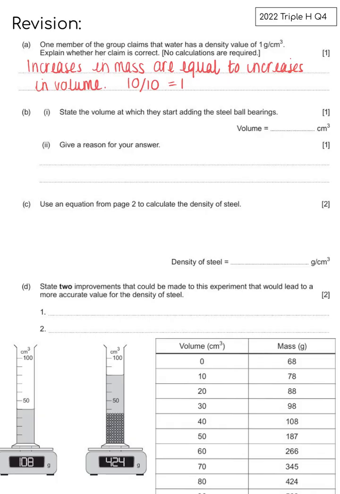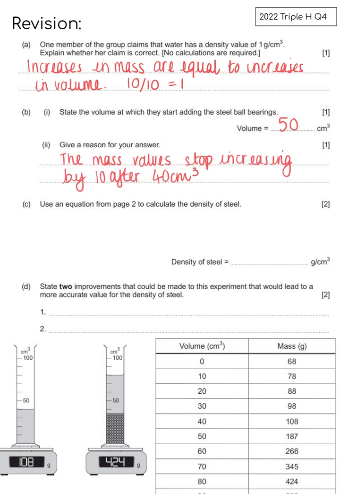Part B, having a look at our results at the bottom of the page. When did they start adding the steel ball bearings? So you can see between 40 and 50, instead of going up by 10, it jumps up by a larger number. So I'm going to put 50 down, but any number between 40 and 50 would be acceptable because we don't know exactly at what volume they were put in. And part II wants us to explain that. The mass values stop increasing by 10 after 40 centimetres.